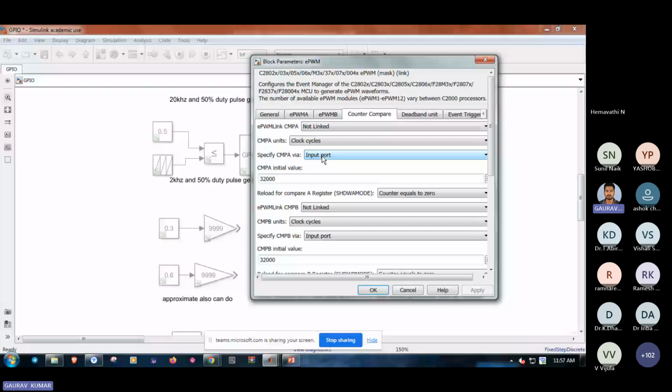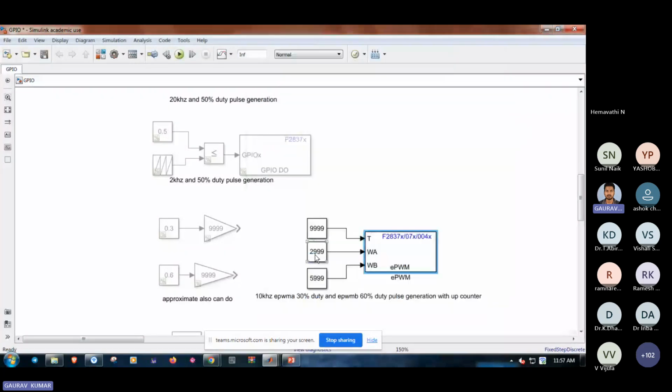So the input port is coming. See this, the input port for the compare. This is the input port for compare B. So for compare B, I have to generate 30% duty cycle. For 30% duty cycle, I have told you 0.3 into 10,000 minus 1. So this is the value. Similarly for compare B, 0.6 into 10,000 minus 1. So this one comes. Okay.